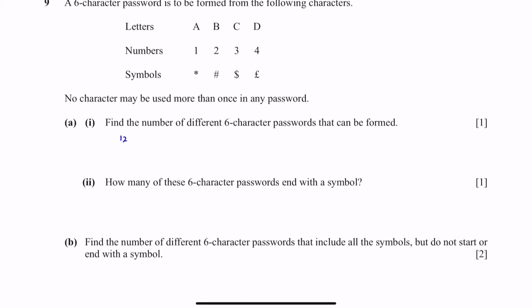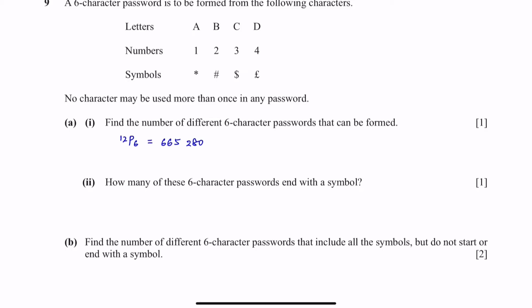So 12P6, because we have 12 characters to choose from, and we need to choose 6 characters from the 12 characters, and the arrangement of the characters matters because it's a password. So we use 12P6, and we would get 665280.